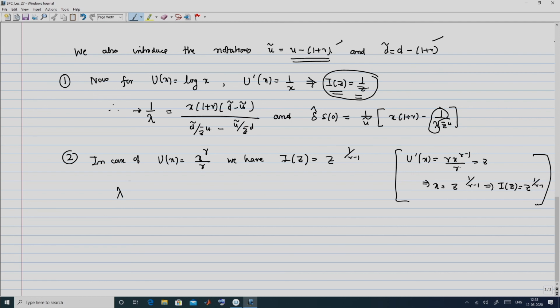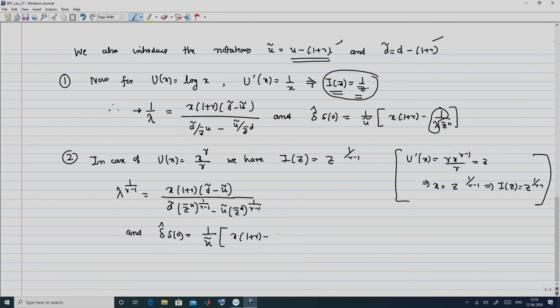So for this we obtain that lambda raised to 1 over gamma minus 1 turns out to be x into (1 plus r) into (d tilde minus u tilde) over d tilde z bar of u raised to 1 over gamma minus 1 minus u tilde z bar of d raised to 1 over gamma minus 1, and you get delta hat S 0 equal to 1 over u tilde times x into (1 plus r) minus lambda z bar of u raised to 1 over gamma minus 1. So this is going to be your lambda, and this is going to be your consequent portfolio delta hat given by this relation. So in both the cases we have obtained the delta hat in terms of lambda that was obtained in the previous step.